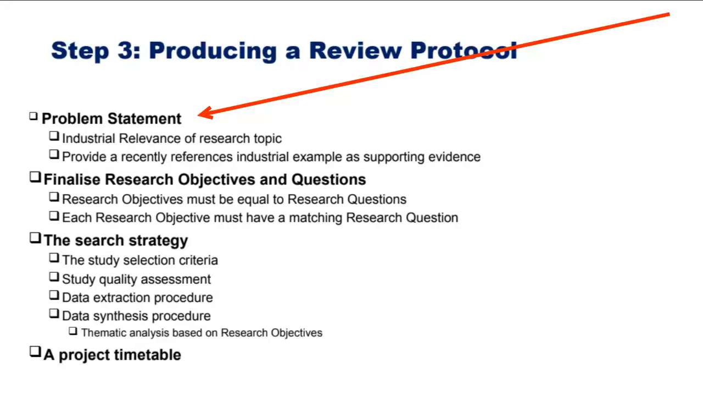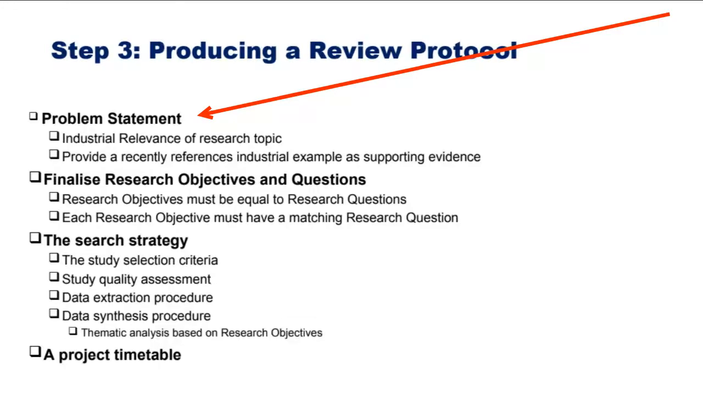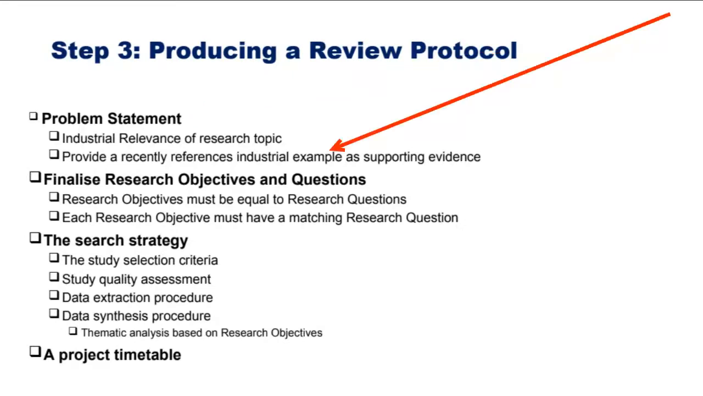The second thing is that you have to provide a recent referenced industrial example as supporting evidence to demonstrate why the industry is still struggling to solve that problem. This is very important, this problem that you are going to use as evidence. Remember, when we are doing research, we say you are doing evidence-based research. So any kind of evidence that you can provide to support your arguments will always be welcomed, and it will translate into higher quality work.